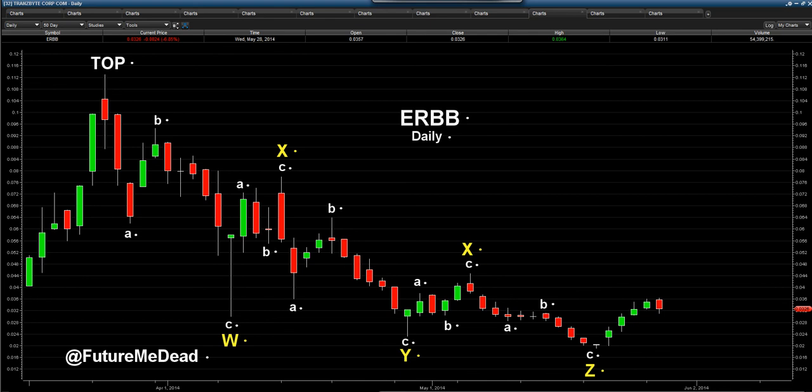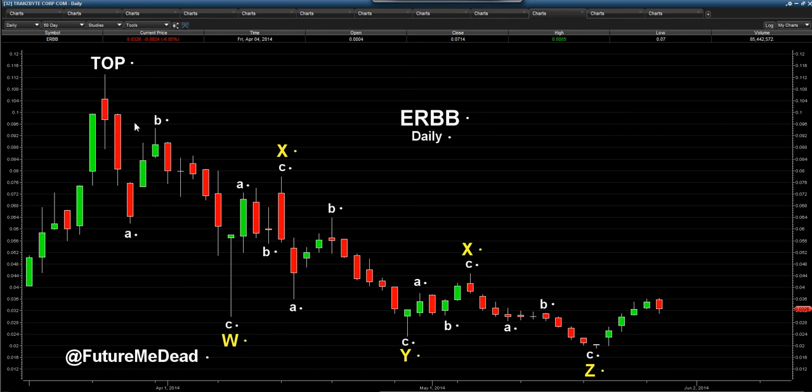Hey guys, I'm coming at you with Elliott wave analysis of ERBB. I wanted to do analysis on this stock because it's showing evidence of a bottom. This and TRTC. The analysis of TRTC is almost identical. We're looking at a daily candlestick chart with a range of 50 days, which shows us the entire correction from the very top to the bottom last week.